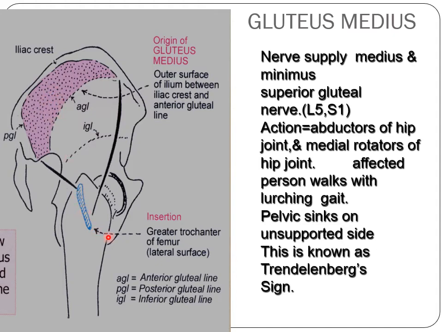The insertion of this gluteus medius is into the greater trochanter of the femur, lateral surface. So the anterior gluteal line, posterior gluteal line and inferior gluteal line are on the gluteal surface of the ilium, at the origin of the gluteus medius.